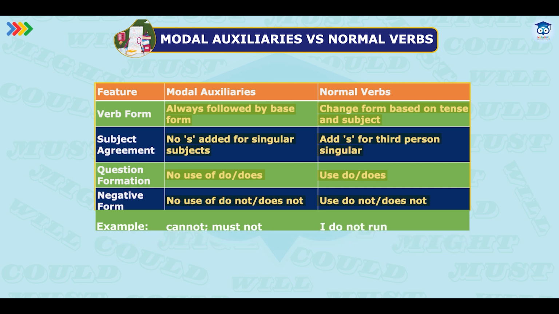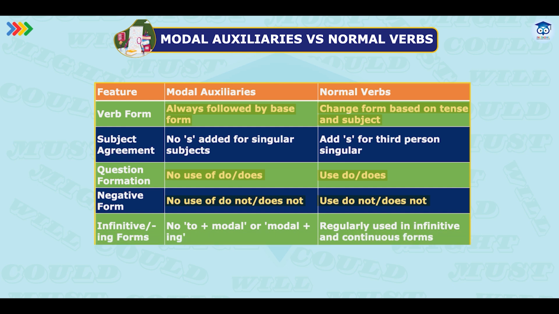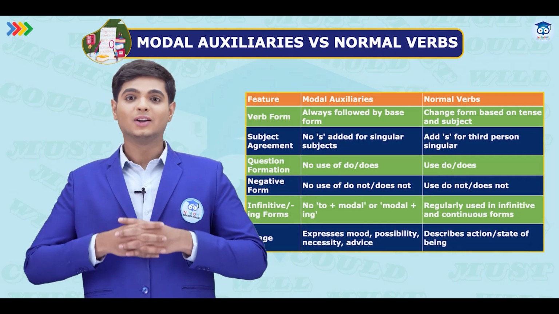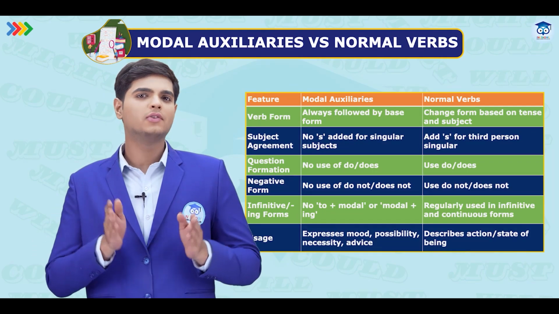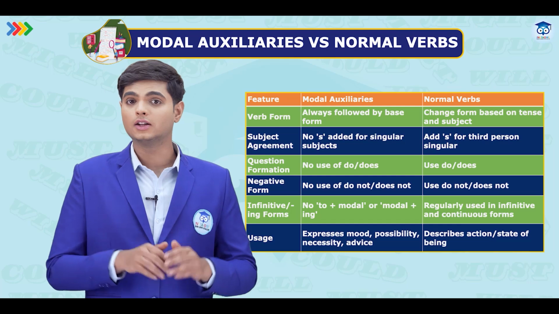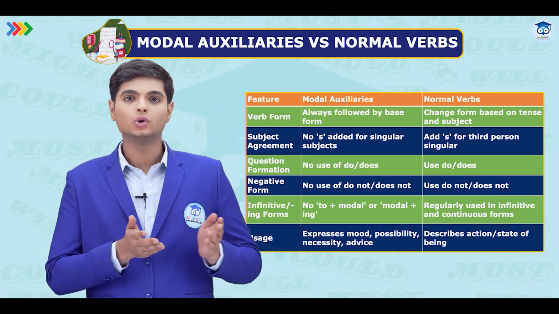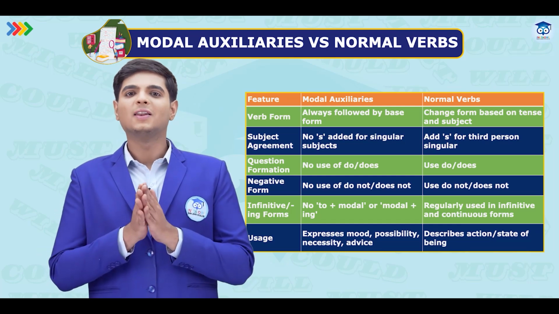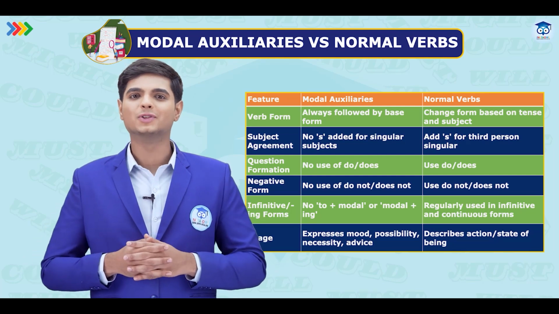Another area where they differ is in how they form other verb structures. Modals do not take forms like to can or musting. You'll never hear to may or shoulding. These are grammatically incorrect. However, normal verbs are regularly used in the infinitive and the continuous forms, like to eat or eating.